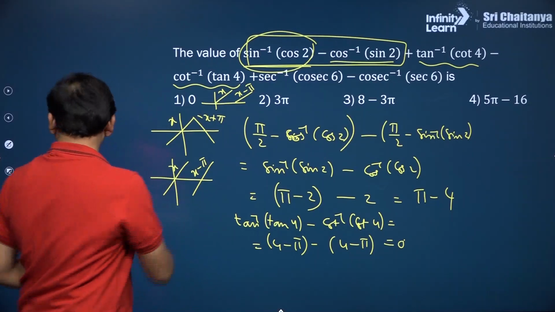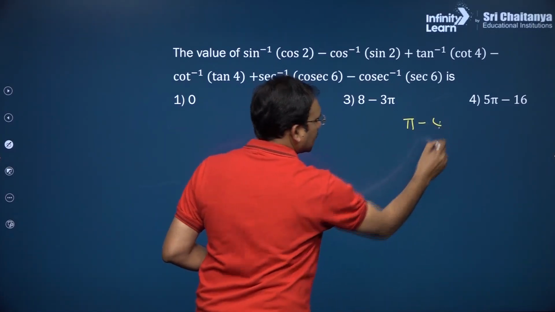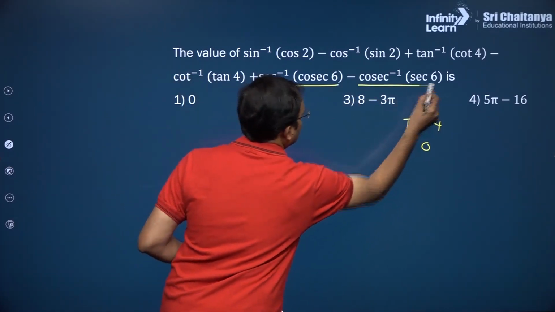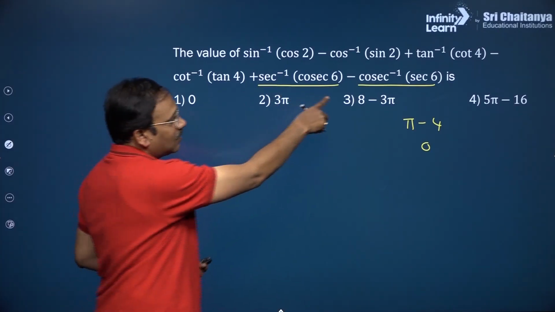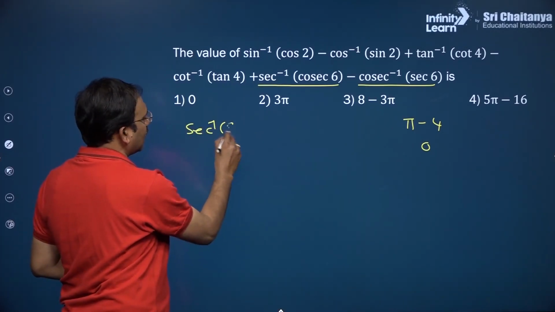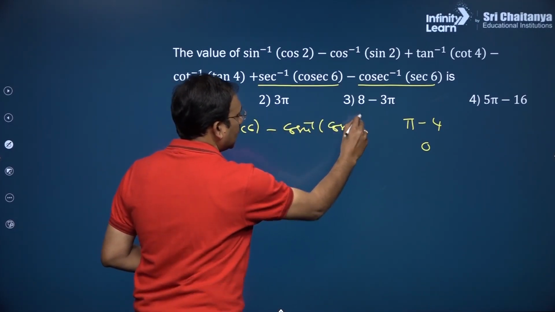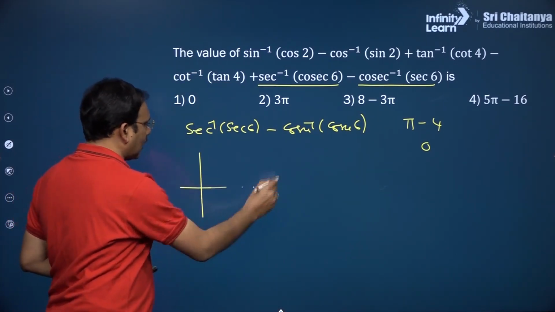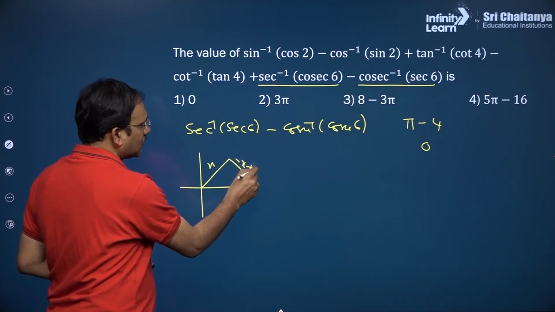So first part is going to be, I can say, pi minus 4, second part is 0. Then third part, you see, secant inverse of cosecant 6 minus cosecant inverse of secant 6. This can also be written as pi by 2 minus cosecant inverse of cosecant 6 minus pi by 2 minus secant inverse of secant 6, which becomes secant inverse of secant 6 minus cosecant inverse of cosecant 6 you are going to get. Now 6 is almost at 2 pi. So secant inverse of secant x graph is almost like cos inverse of cos x. 0 to pi it is x, pi to 2 pi this is minus x plus 2 pi, my dear friends.